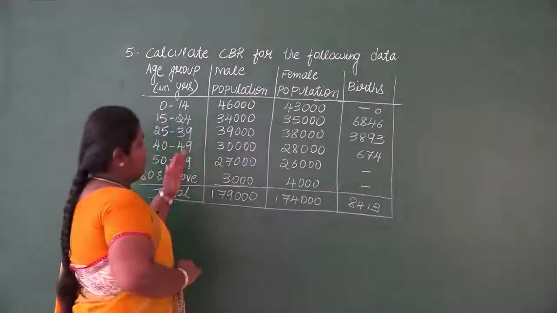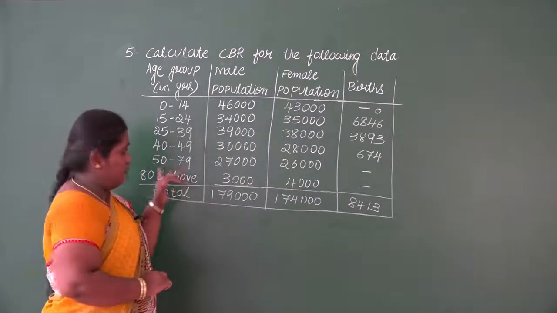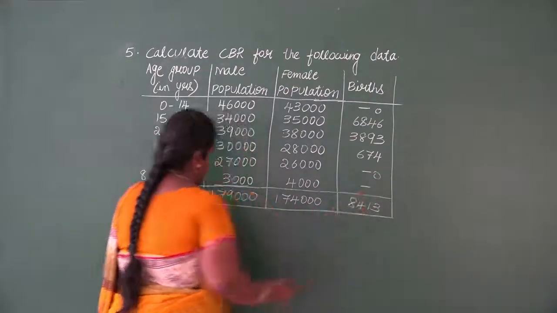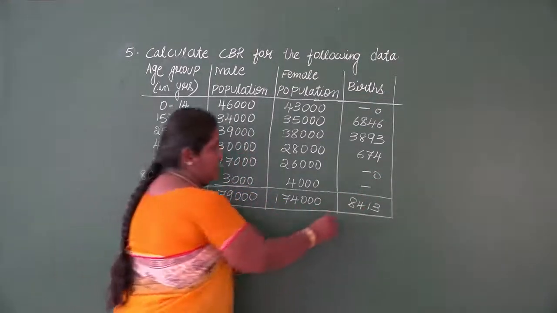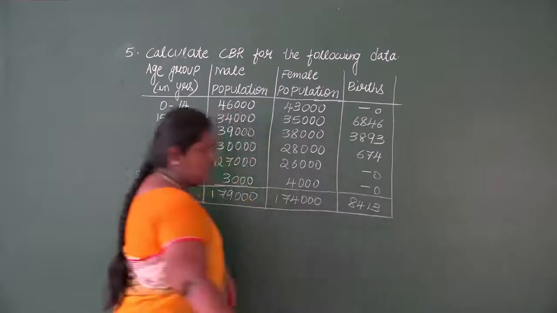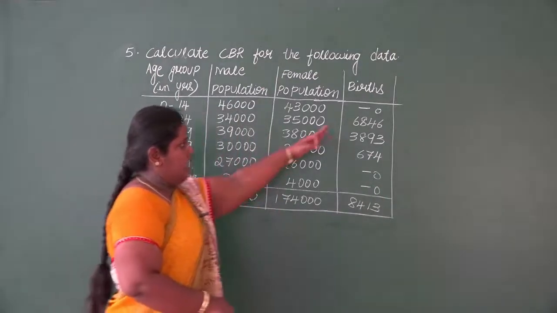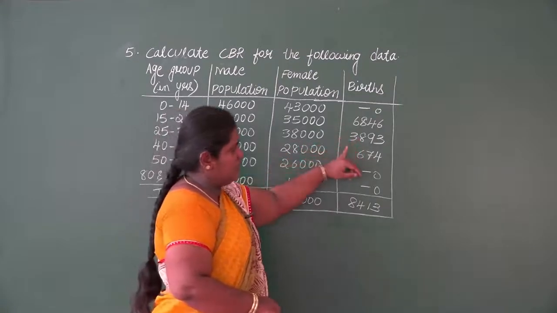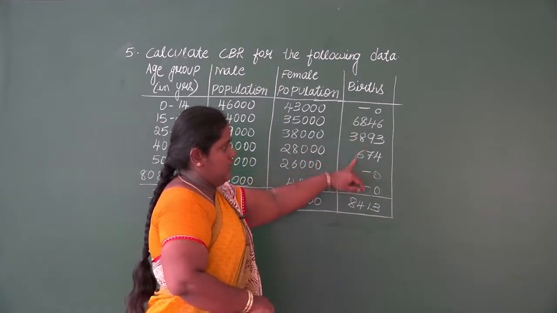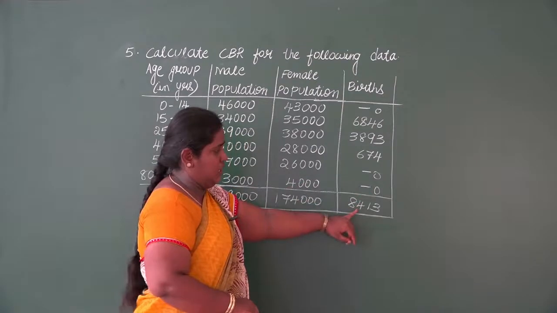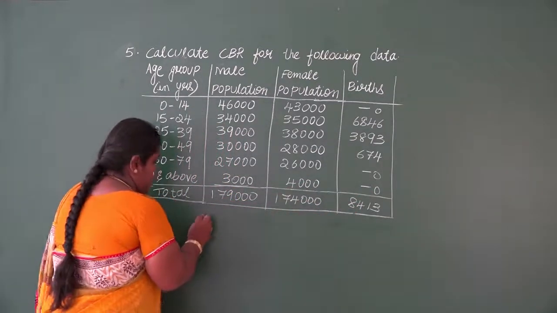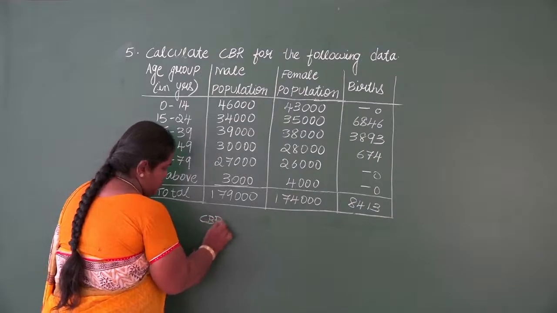And even after 49 years, there will be no birth. So 50 to 79, it is again 0, and 80 and above there will be no birth in that particular age group, so it is 0. So add the remaining 3 values which are given, 6,846 plus 3,893 plus 674 will get it as 8,413. Then use the formula and substitute in that.